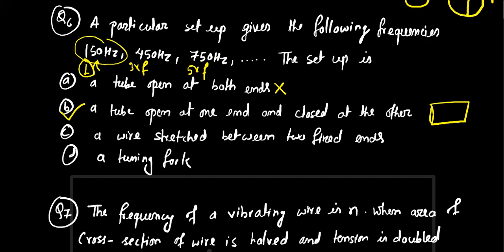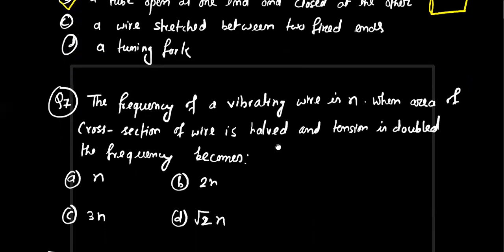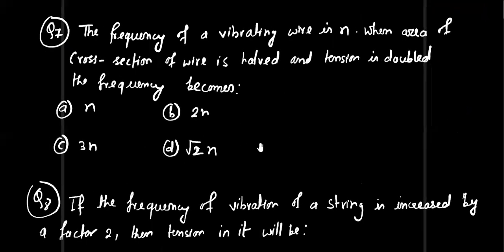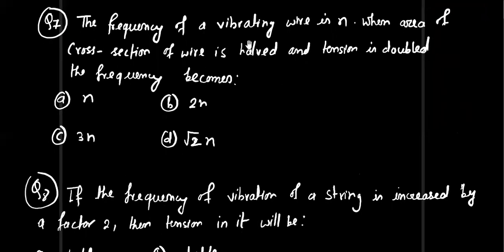Okay, so this is question number 7. The frequency of a vibrating wire, when the area of cross section of the wire is halved and the tension is doubled, becomes what? So this is related to calculation.